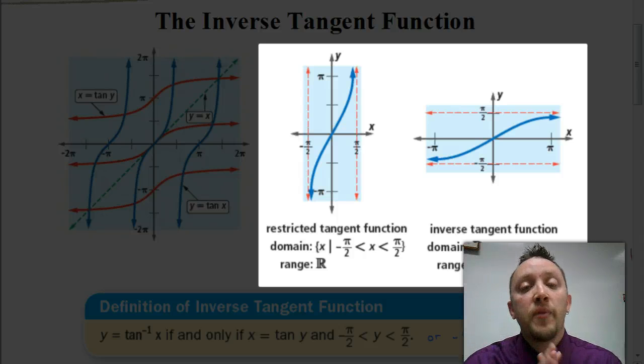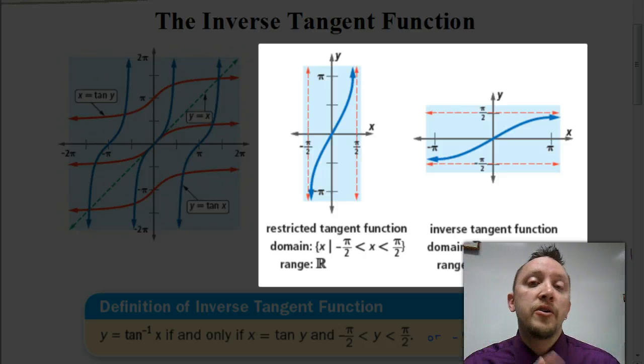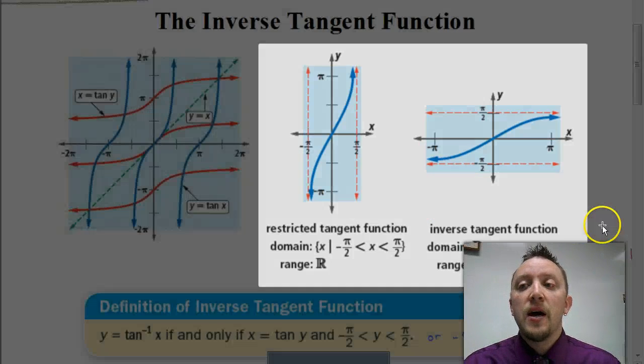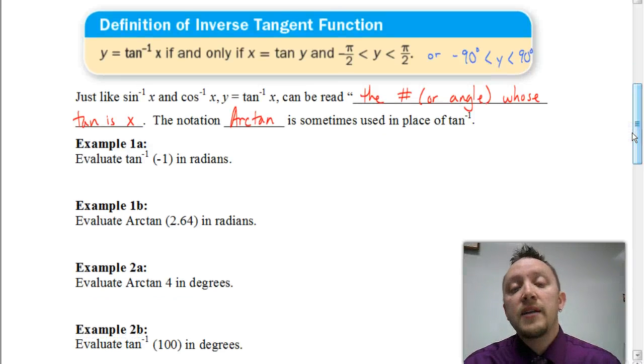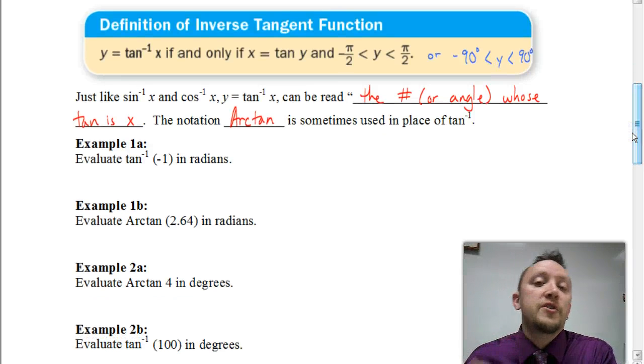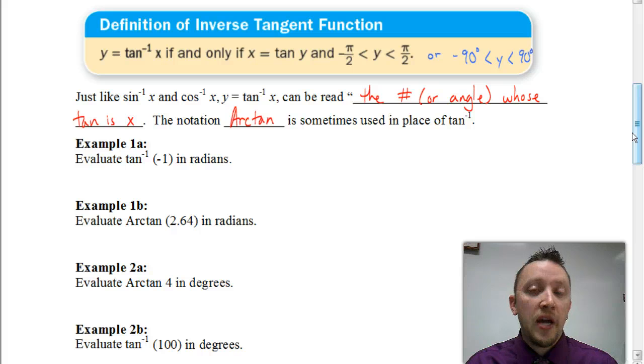The range is going to go from negative pi over 2 to pi over 2. What was the range in our original function for the restricted domain, which goes infinitely up and down, is now going to be the domain for the inverse. So we have this important fact for the tangent function: for its inverse to be a function, we have to restrict the domain to be from negative pi over 2 to pi over 2, or from negative 90 degrees to 90 degrees.